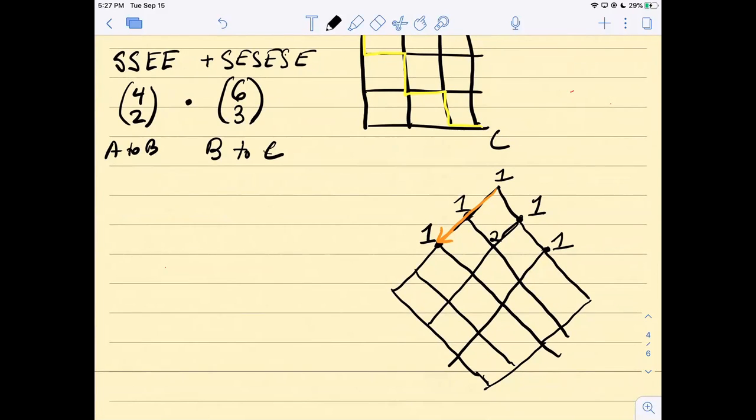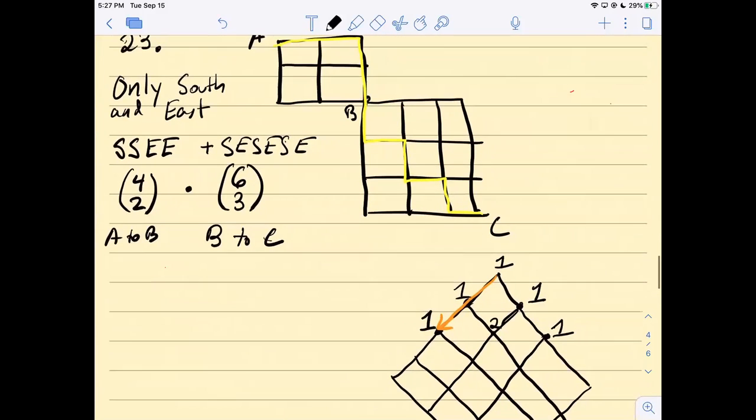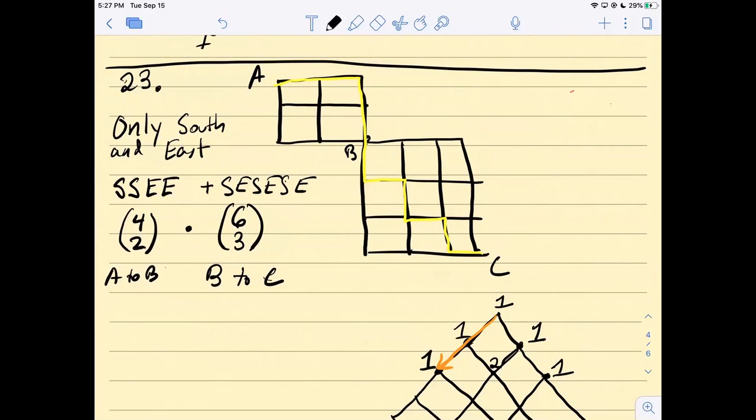How do we know it's 6 choose 3 again? Well, 6 choose 3. Remember, we're trying to make words that have 6 letters, 3 of them S's, 3 of them E's. That's like saying if you have 6 friends lined up, how many ways are there to pick 3 of them to go to the movie?